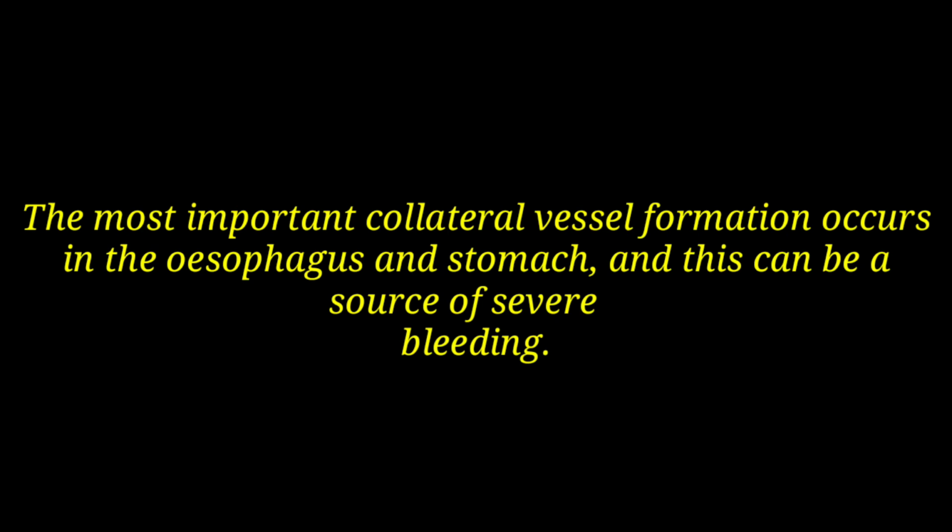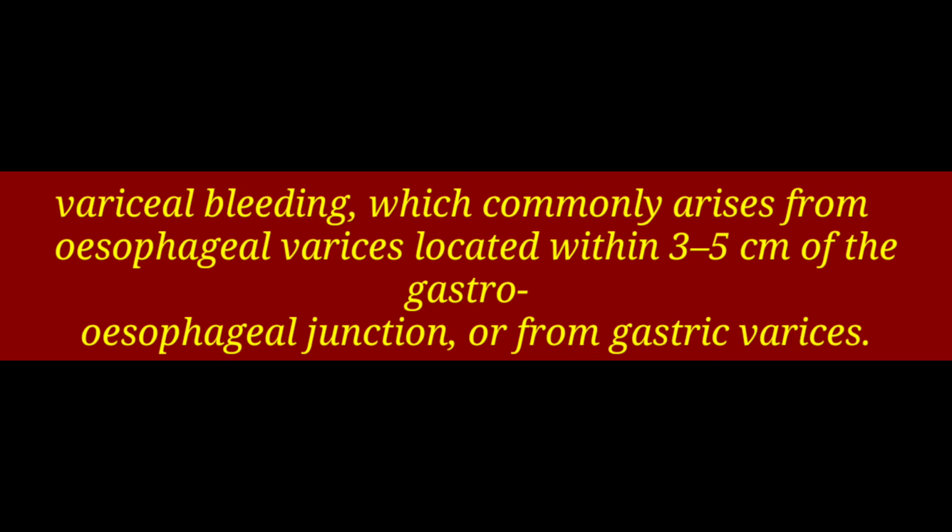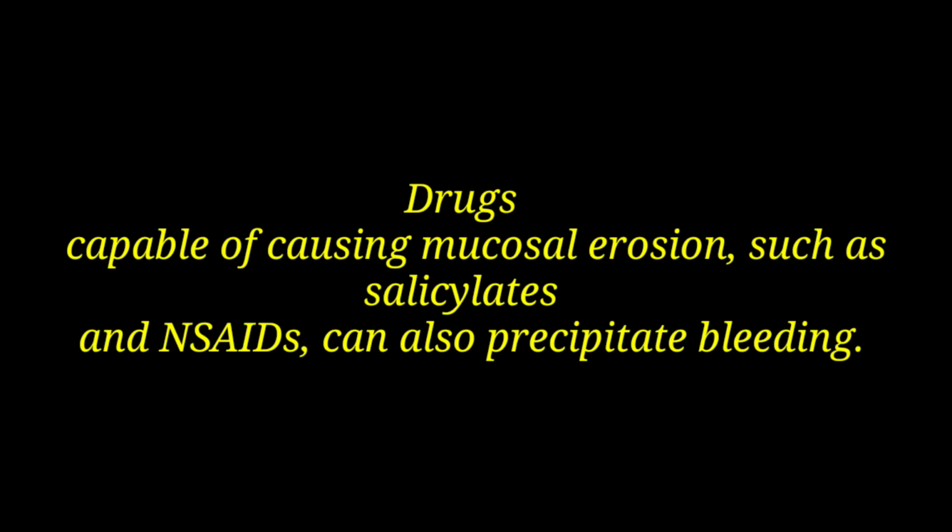The most important collateral vessel formation occurs in the esophagus and the stomach, and these can be sources of severe bleeding. Variceal bleeding commonly arises from the esophageal varices located within 3 to 5 cm of the gastroesophageal junction or from the gastric varices. Drugs capable of causing mucosal erosion, such as salicylate and NSAIDs, can also precipitate bleeding.